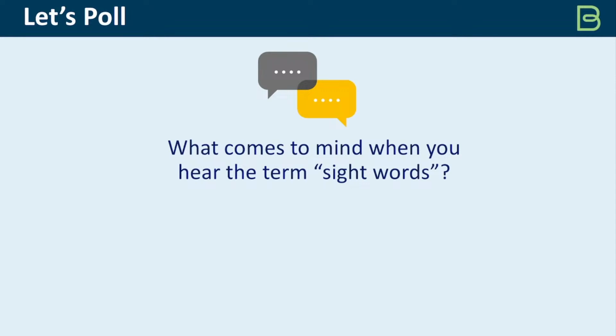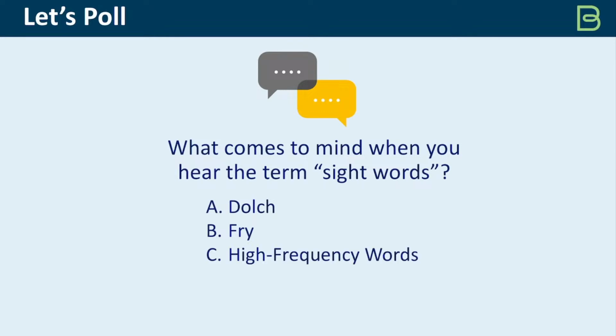So let's do a little poll here. I want you to think about what comes to mind when you hear the term sight words. What immediately pops into your head? It might be Dolch words. Maybe you think about the Fry word list or high frequency words, maybe that you use in a grade level list with your students. Maybe you think about word walls. Or maybe you have another idea that comes to you when you consider sight words. As we talk more about orthographic mapping, I'm going to clarify how we are using the term sight words when we think about orthographic mapping.